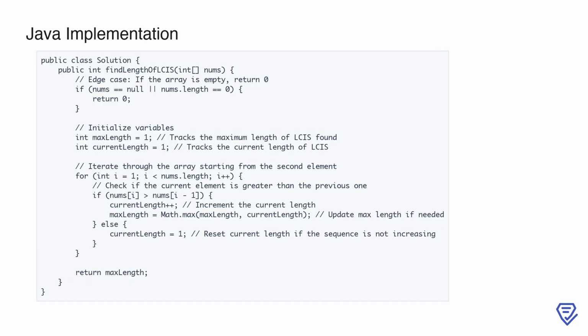This is the Java implementation of the longest continuous increasing subsequence problem. The logic mirrors the Python implementation but utilizes Java-specific constructs, such as the Math.max method for updating the maximum length and explicit handling of array null checks. The method iterates through the input array, comparing consecutive elements, and calculates the length of the longest continuous increasing subsequence. The algorithm runs in O(n) time complexity.